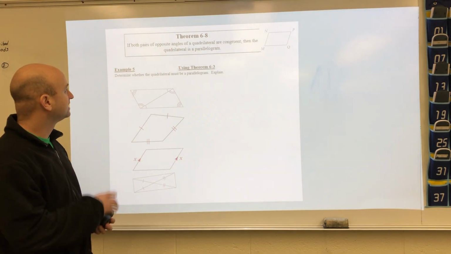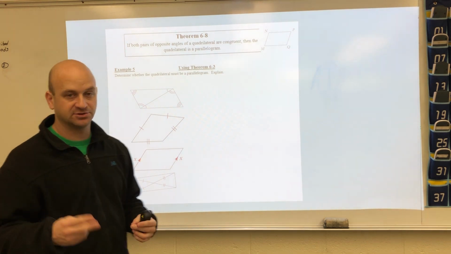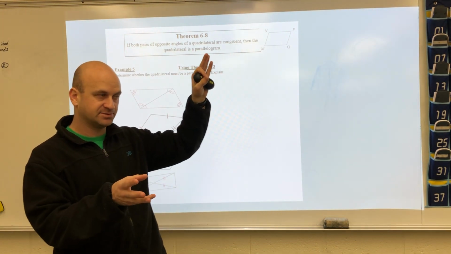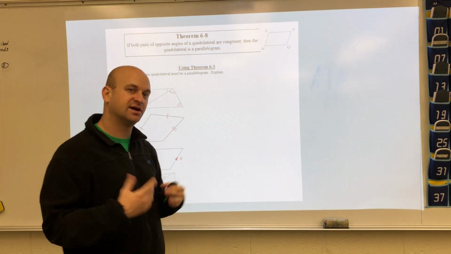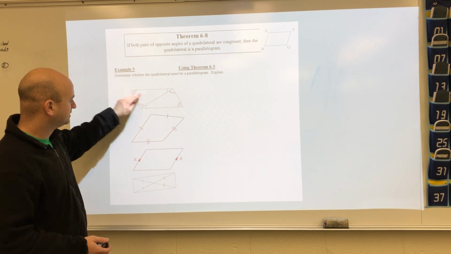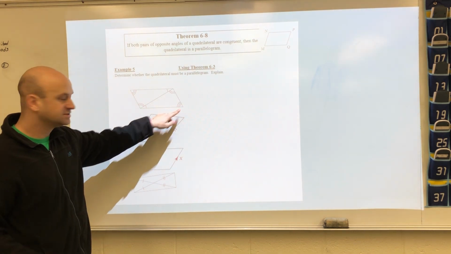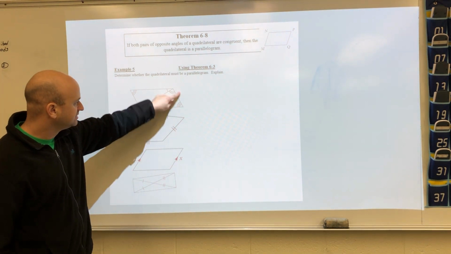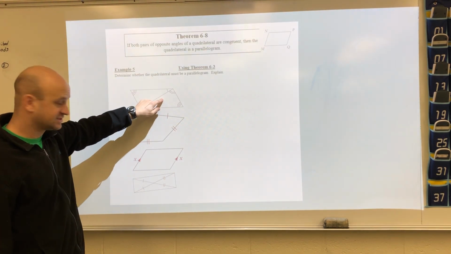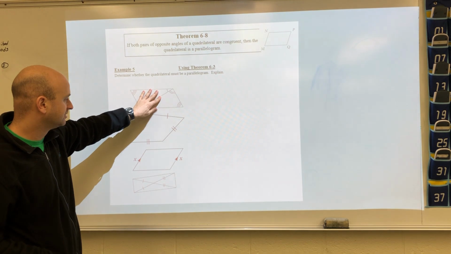All right, the next theorem says if both pairs of opposite angles are congruent, then we have a parallelogram. So if both opposite angles are congruent in both corners, we have a parallelogram. So based on what we know here, we see that we have angles, and these are congruent. And these two angles and these two angles are congruent too. So because of this, this would be a parallelogram.